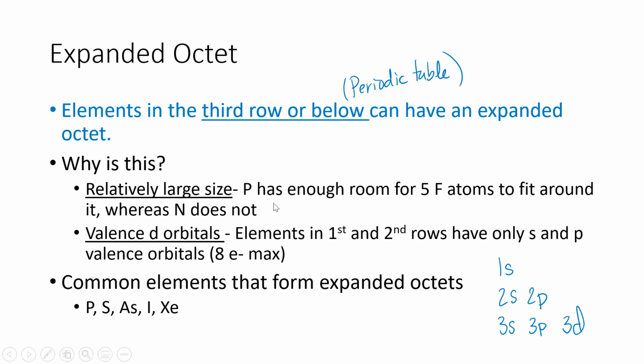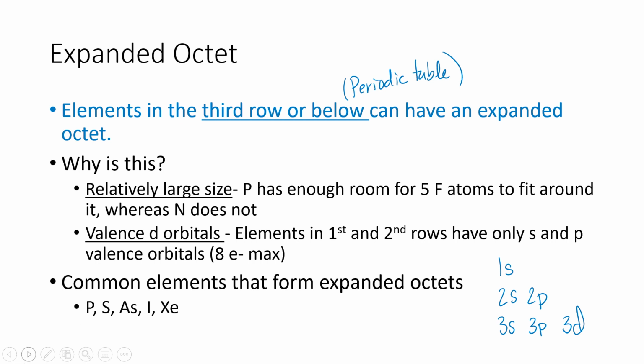So as you go down the periodic table, the atoms get bigger, so they've got room for more atoms to bond to them. And then also these empty d orbitals maybe give you some room to fit more than 8 electrons in, surrounding that atom. Okay.